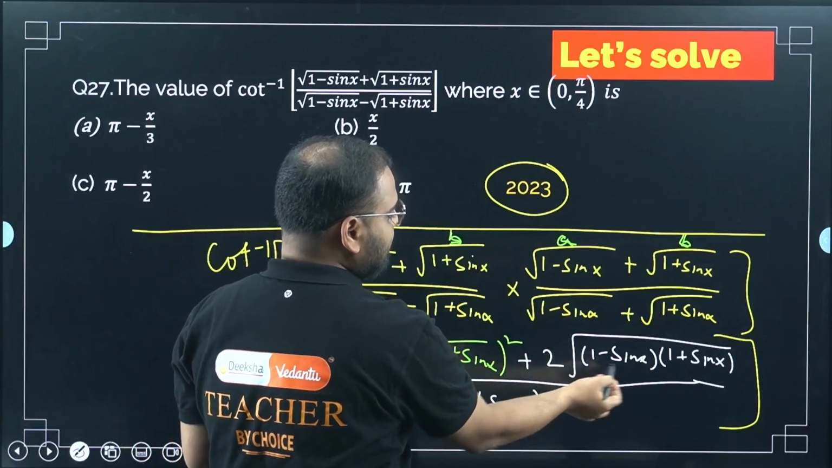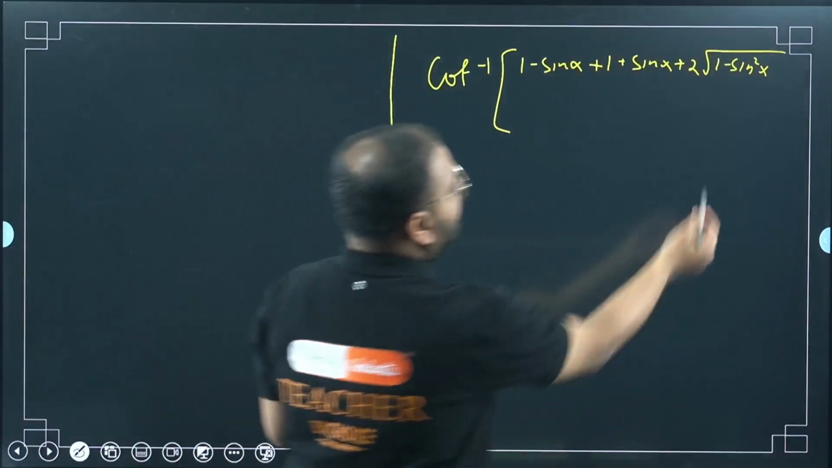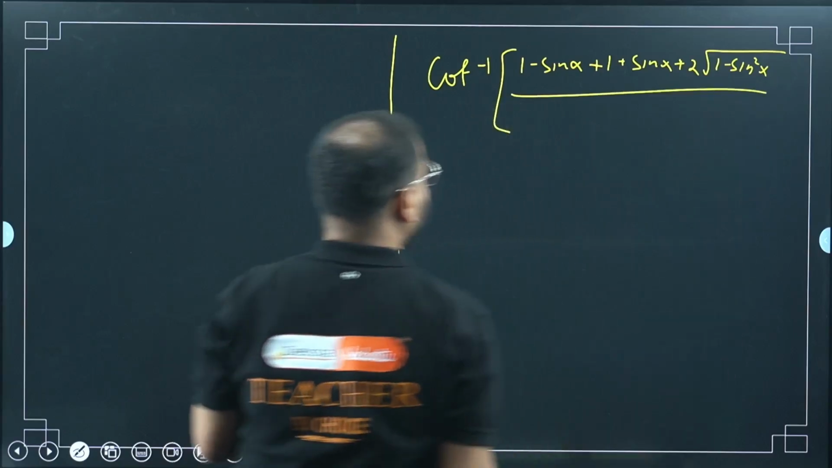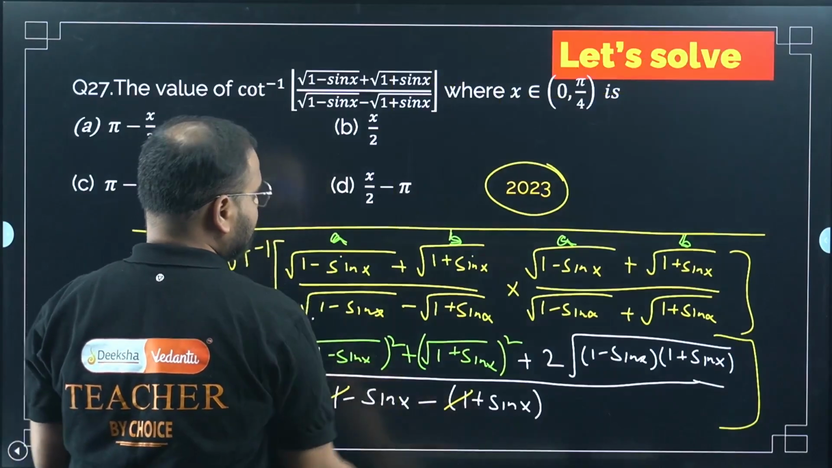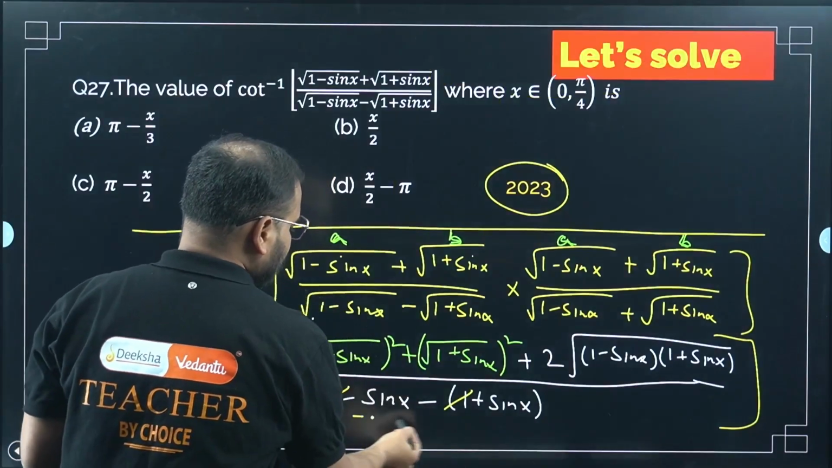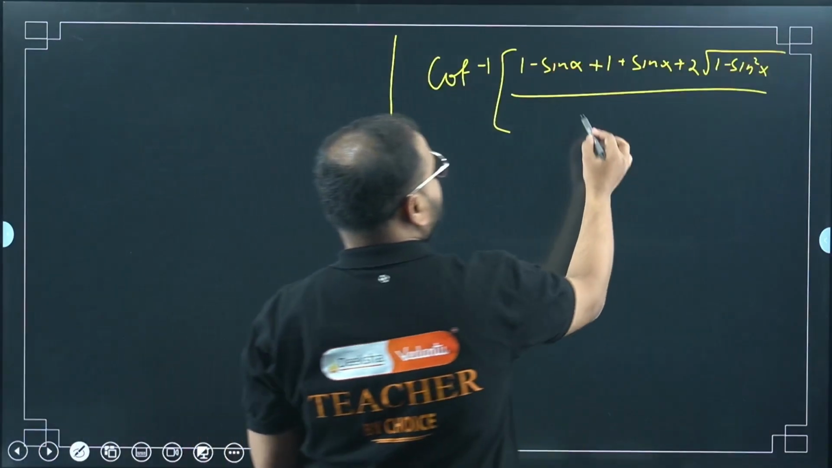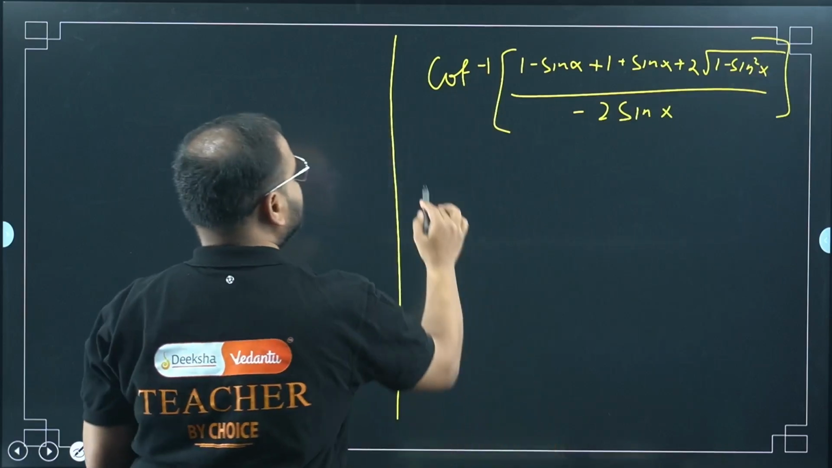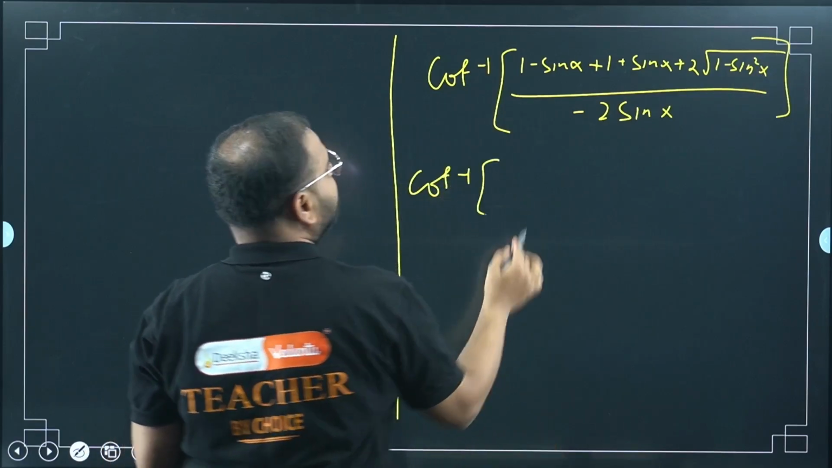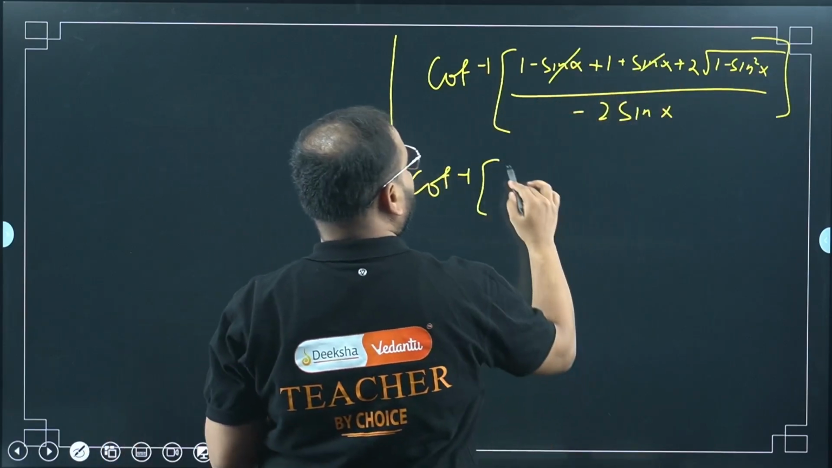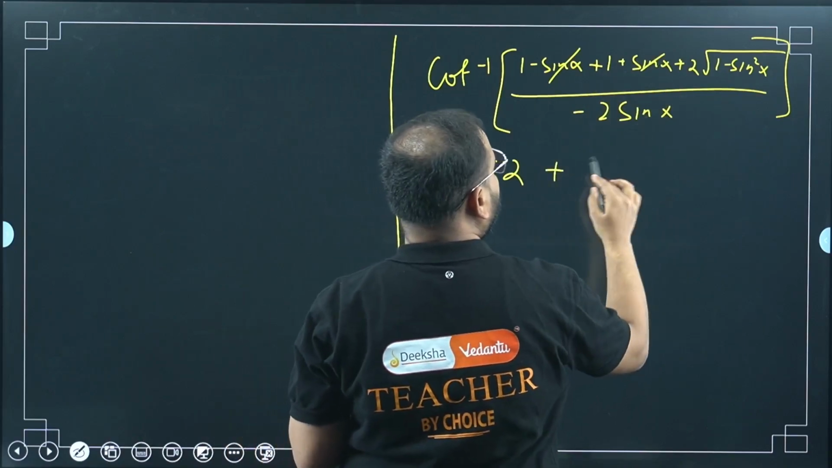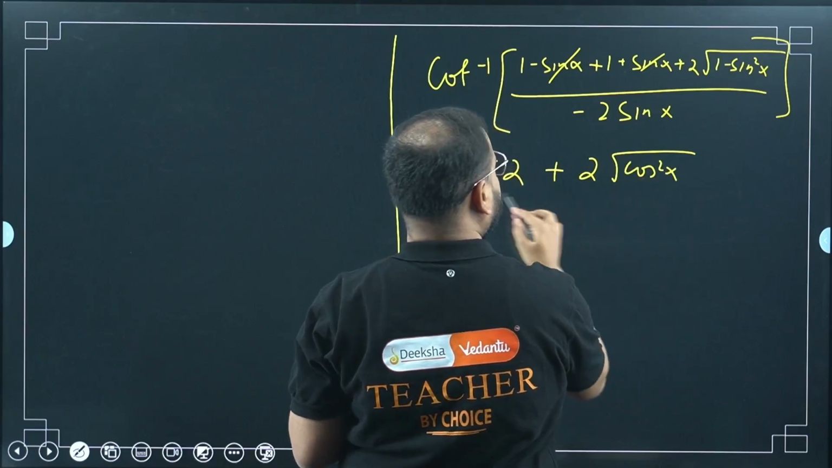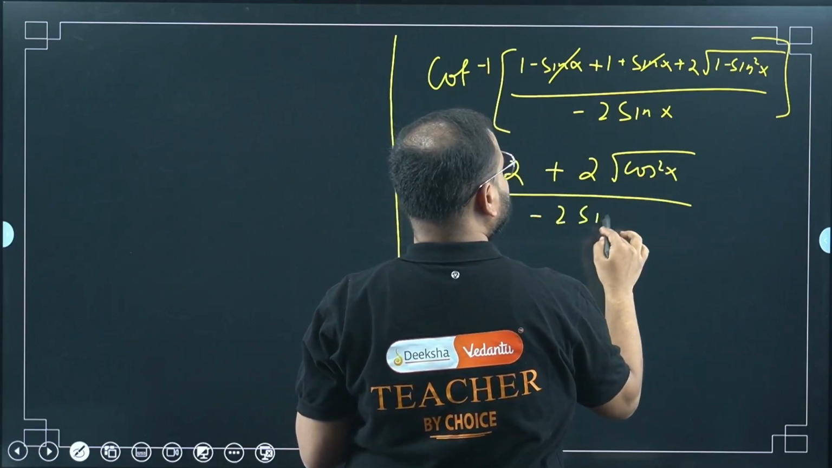Please check, 1 minus sine x, a minus b, a plus b. So it will become 1 minus a square, a square minus b square, correct? What is the denominator? Please check. Minus sine x and minus sine x, so minus 2 sine x. Now please check here. This step, cot inverse of, will get cancelled. So I'll have 2 plus 2 times 1 minus sine square, which will be cos square, upon minus 2 sine x.